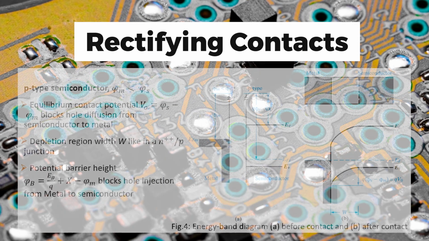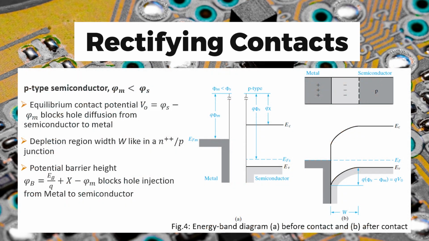Figure 4 is the illustration of a Schottky barrier on a p-type semiconductor with the work function of the metal less than the work function of the semiconductor. This is the case for a p-type semiconductor. To have a rectifying contact with a p-type semiconductor, the work function of the metal should be less than the work function of the semiconductor.